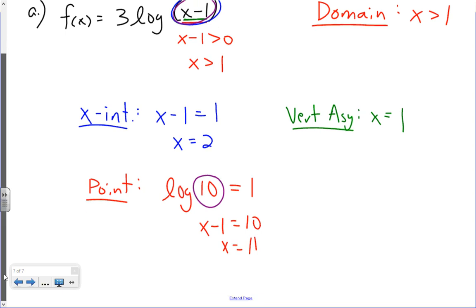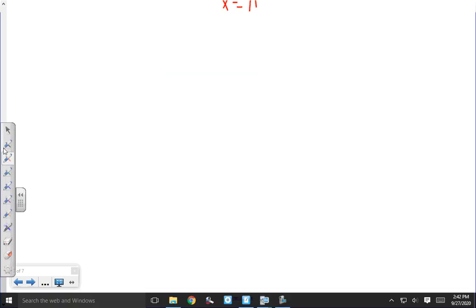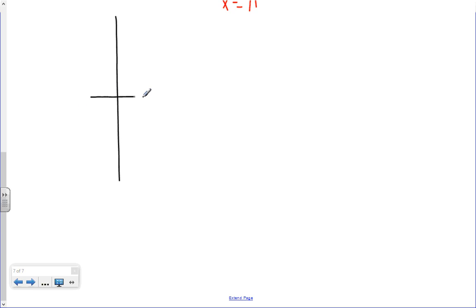And so let's see what I come up with here, kind of combining everything that we just described. I'm going to only focus on the first and fourth quadrants here, because we know it's only defined for x greater than 1. We already figured out the domain. 1, 2, 3, 4, 5, 6, 7, 8, 9, 10, 11. So here's 11. 2, 4, 6, 8, 10, 11.